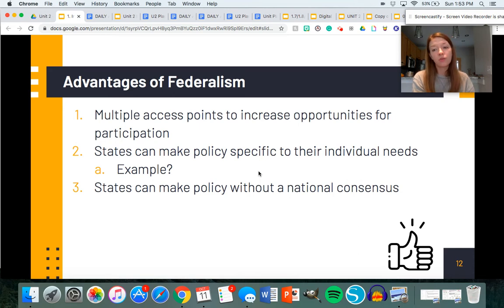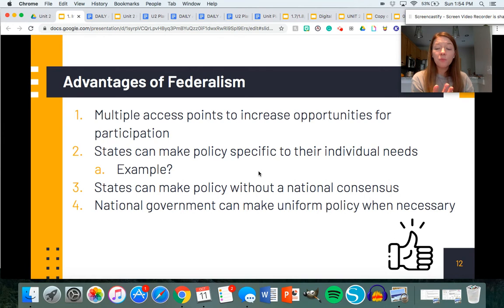States can make policy without a national consensus, right? That gives a little bit of flexibility, even if there's not a nationwide agreement on what to do about a certain policy. States can go ahead and make their own. And another positive is that the national government can make a uniform policy when it is necessary, right? That is really the purpose of that supremacy clause, to make the country united when necessary in certain events and with certain issues, especially like the military, international relations.